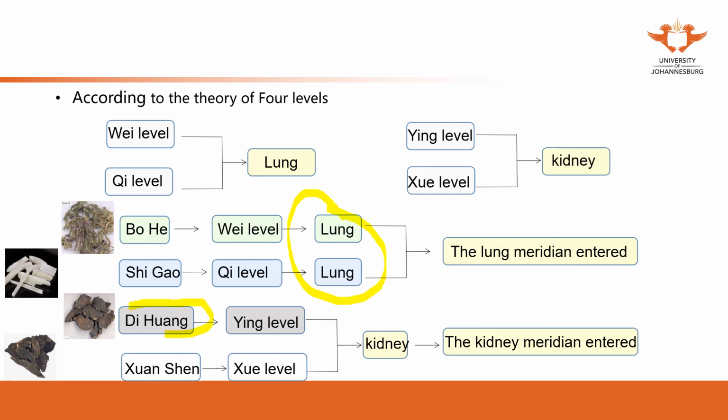地黄 can be used in Ying level. 玄参 can be used in the blood level. So these two are the kidney meridian entered. So the different theories help to determine the meridian tropism.